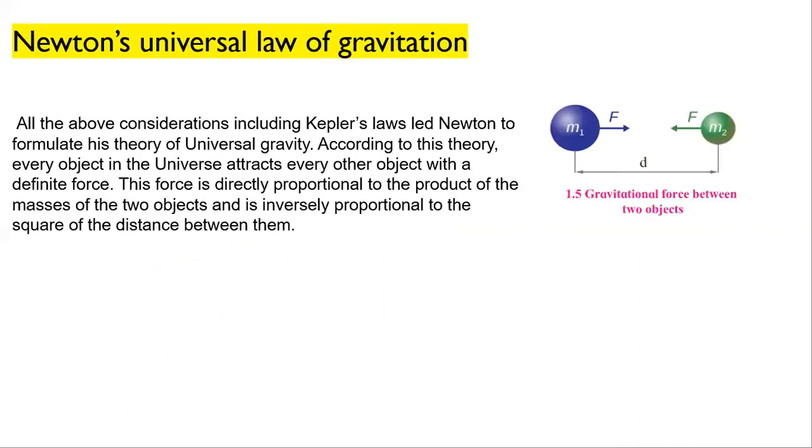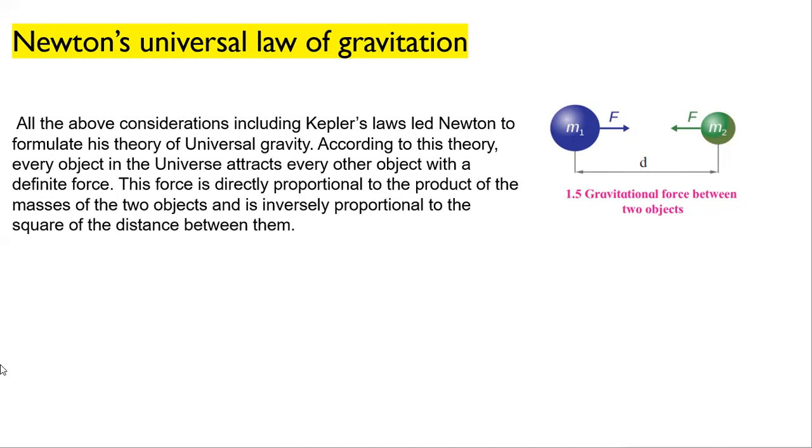Now, next is Newton's universal law of gravitation. We have learned about gravitation, force of attraction between two objects, in the first section. According to Newton, every object in the universe will attract every other object with a definite force. Consider two objects of mass m1 and m2. They are at a distance d from each other.